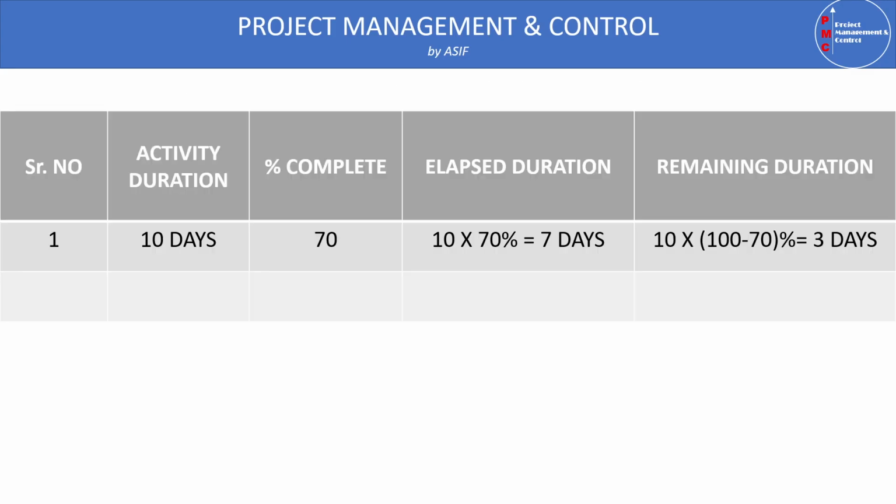For example, as you can see on the screen, suppose we have an activity with a duration of 10 days and it is 70% complete. The elapsed duration will be 70% times the original duration, which is 7 days, and the remaining duration will be the total duration minus the elapsed duration. Similarly, if you put in the remaining duration, Primavera P6 computes the percentage complete and the elapsed duration. So these are interlinked.